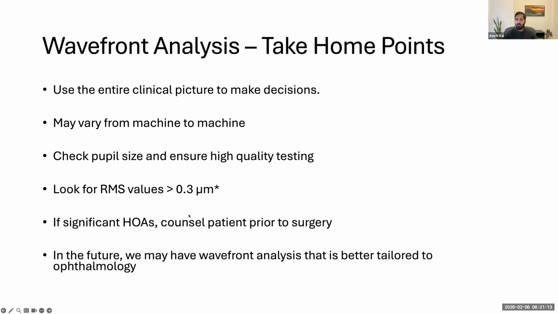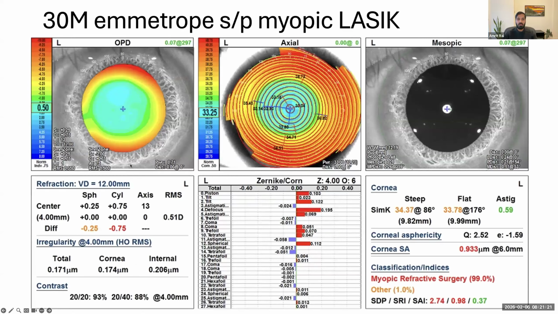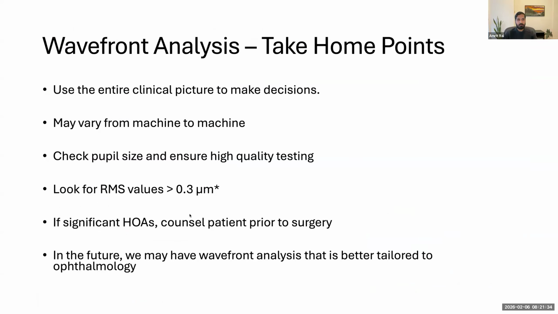So what are some take-home points for wavefront analysis? One, you want to make sure that you use the entire clinical picture to make decisions. Don't just base your decisions off what the machine is telling you, because there can be aberration or contamination from high order aberrations, which cause the lower order aberration numbers to not be 100% accurate.